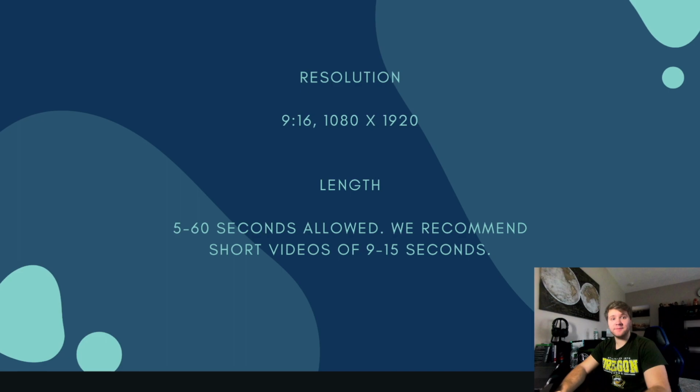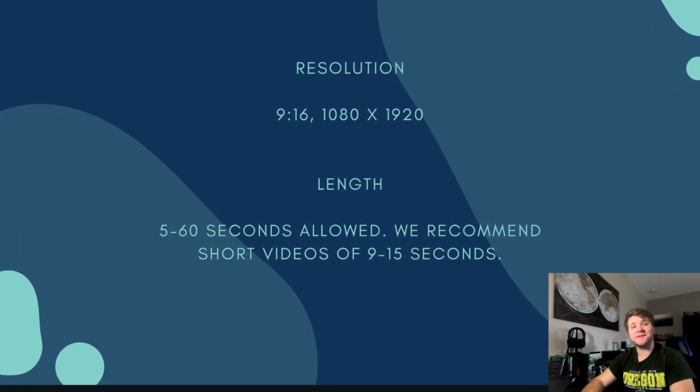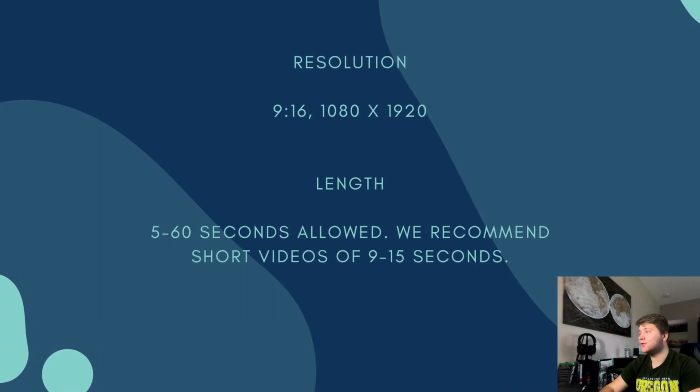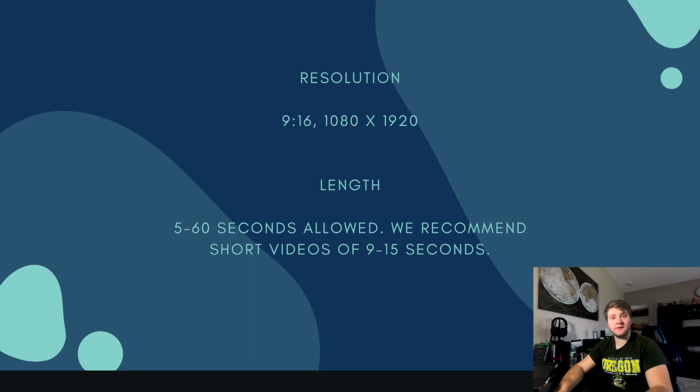Your ad can be from 5 to 60 seconds long. However, TikTok themselves recommend your ad to be 9 to 15 seconds at the most. The majority of the advertisements that I've seen on the TikTok Creative Center, the ones that are just the top performers, were 15 seconds at max. There was one in the recent top 5 that was around 41 seconds, but it's an outlier. It's very, very rare for that to happen.